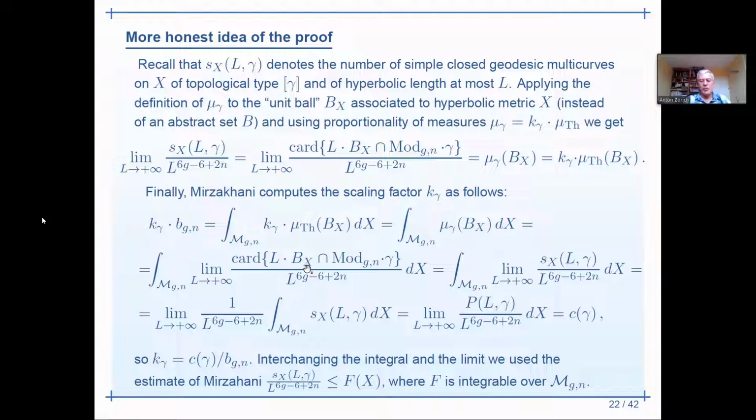And here she uses a non-trivial estimate, which she thoroughly elaborates, at the bottom of the slide, saying that for any L, the ratio of our counting function over L to the power 6g minus 6 plus 2n, which we use in the limit, is bounded by some integrable function. So this is a non-trivial result in hyperbolic geometry, which she works on quite seriously. And this result justifies the interchange of this equality and the limit. As soon as it is interchanged, everything becomes easier again, because now this limit is by definition the limit which is here.